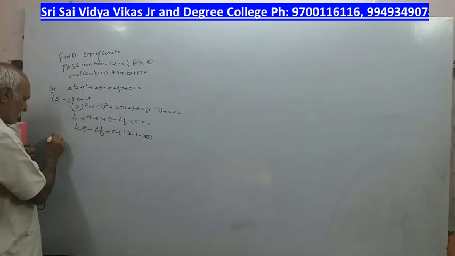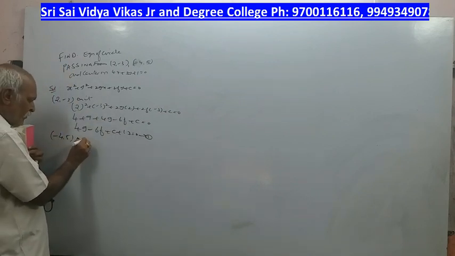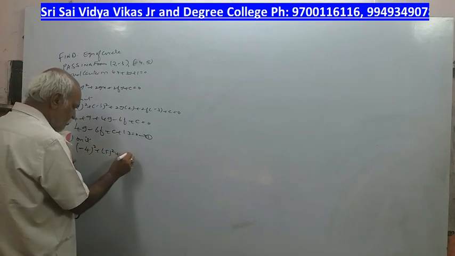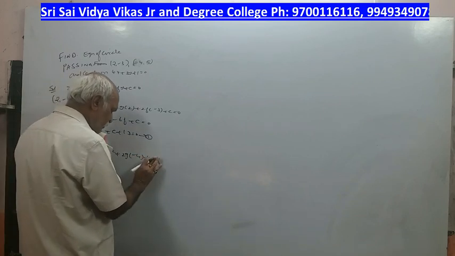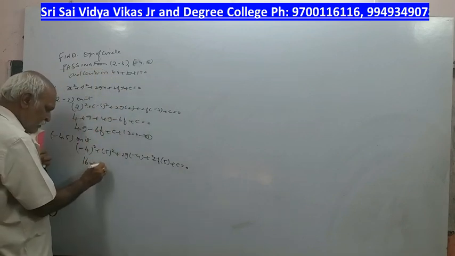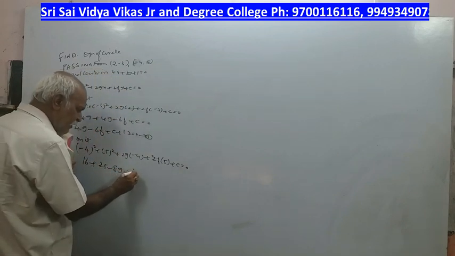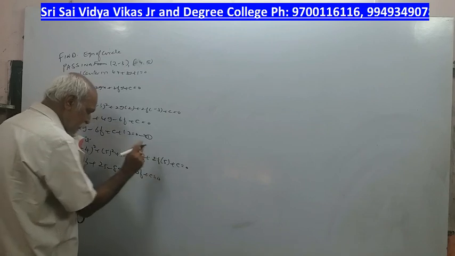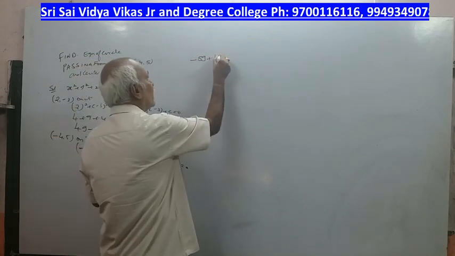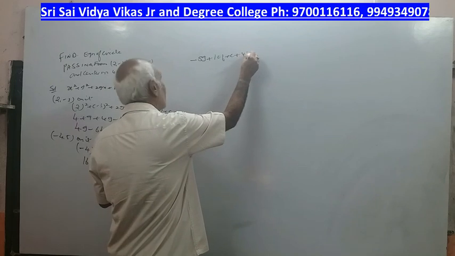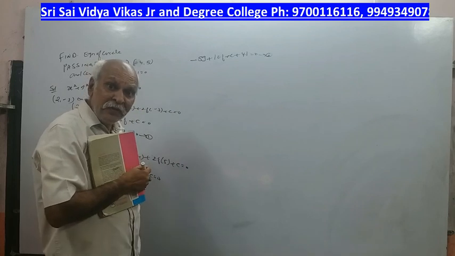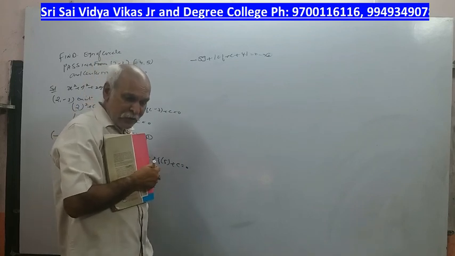First equation. What is the second equation? Minus 4 comma 5 on it. Minus 4 square plus 5 square plus 2g into minus 4 plus 2f into 5 plus c is equal to 0. So 16 plus 25 minus 8g plus 10f plus c is equal to 0. So this becomes minus 8g plus 10f plus c plus 41 is equal to 0. Observe here, every time we are formulating equations and we have to solve the equations. Okay, second equation is over.